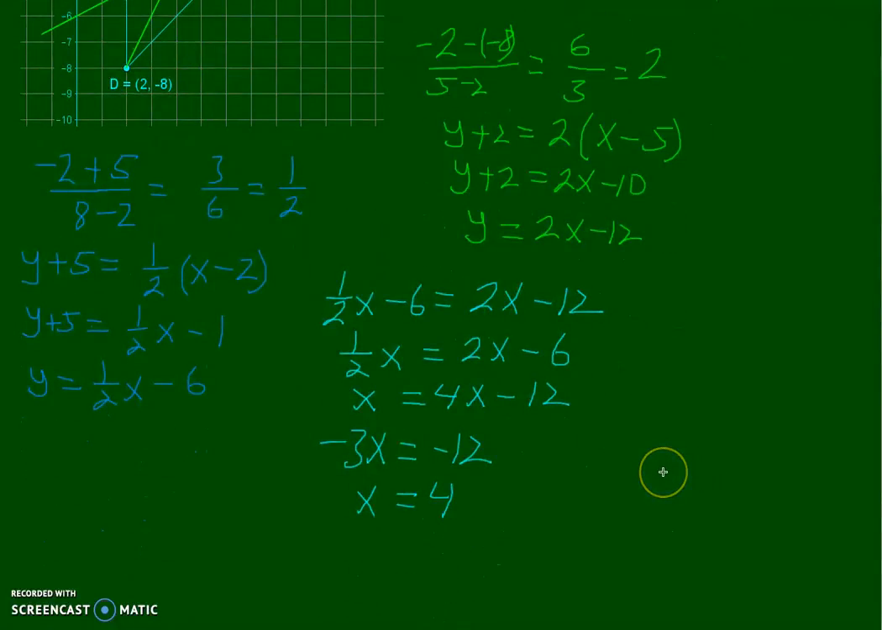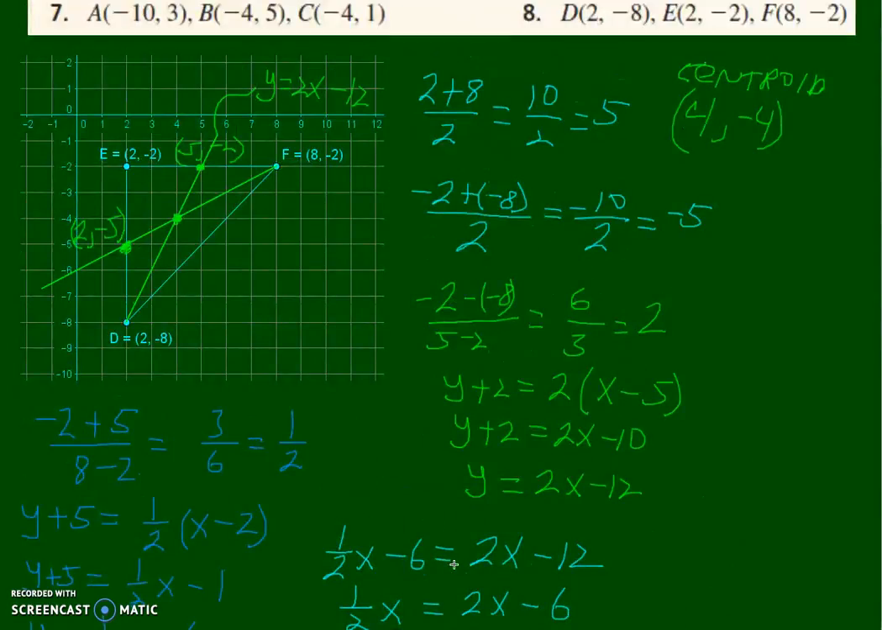And so now we can substitute that into either one of these equations, and we can say y equals, we'll use this one, 2 times 4 minus 12, which is 8 minus 12, which is negative 4. And so we come out with 4, negative 4 for our coordinates, which in fact matches what we got for our centroid, 4, negative 4. Now on to problem 9.